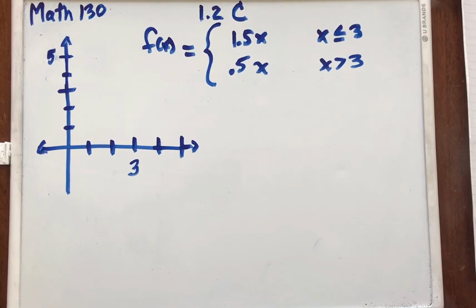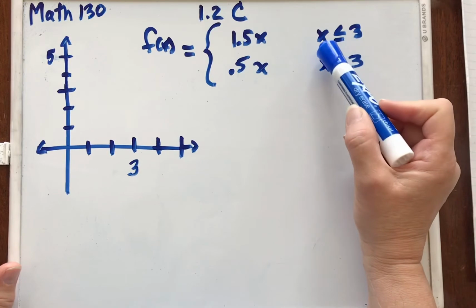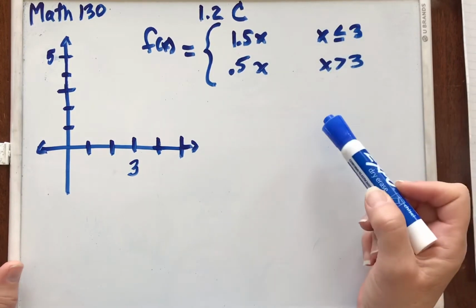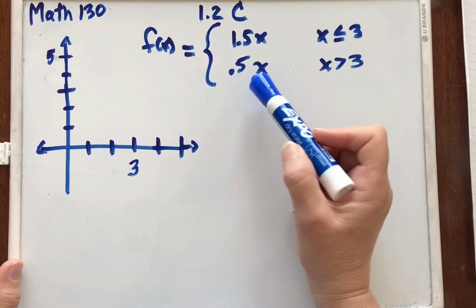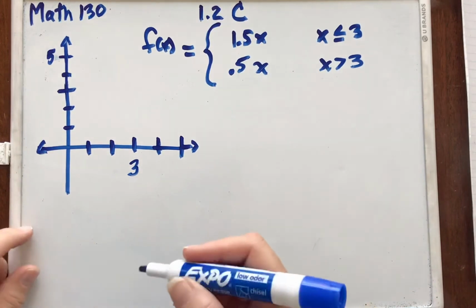1.2c. Remember we had piecewise functions. This is a piecewise function. f of x equals 1.5x for all x less than or equal to 3, and equals 0.5x for all x greater than 3. So normally when I have this in class, I have everyone sketch this on their own before we get together, just as something that you can do because it's good for you to remember how to do things on your own. Okay, but we're going to do it together.